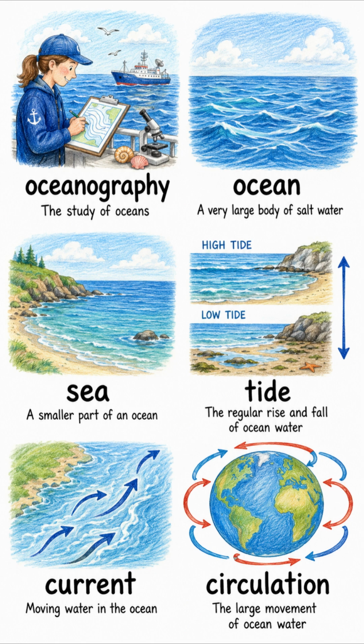Ocean, a very large body of salt water. Sea, a smaller part of an ocean. Tide, the regular rise and fall of ocean water. Current, moving water in the ocean. Circulation, the large movement of ocean water.